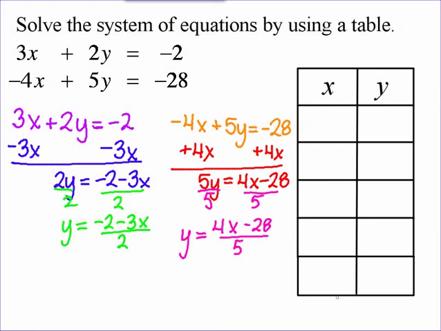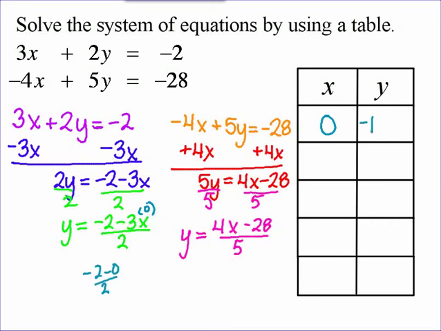So now what I'm going to do is pick values for x. A good rule of thumb is to start with 0. I'm going to take 0 and plug it into the green equation here. If I plug 0 in for x, what do you get? -2 minus 0 over 2, which comes out to be -1.